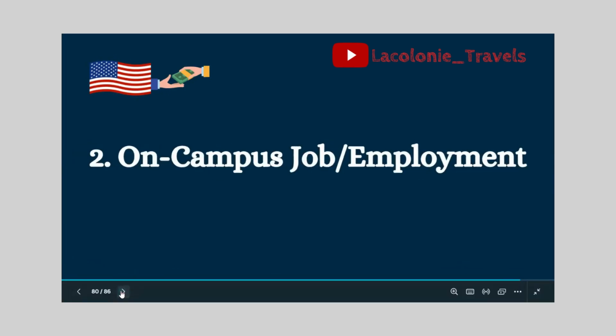Second thing we're going to be looking at here is on-campus job employment. If you're studying or if you're going to study in the USA as an international student, you're only going to be allowed to work up to 20 hours per week on campus during the school year. So you're not allowed to work off campus because that is against the rules for an international student. However, during the summer period, you are allowed to work more, all the way up to 40 hours per week.